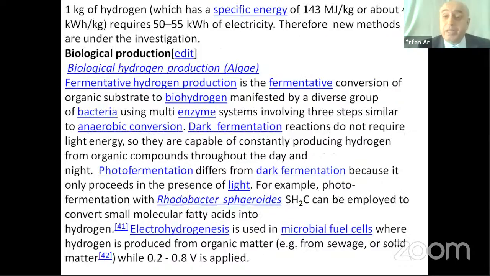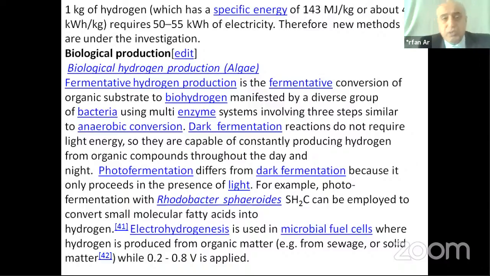it is necessary to immediately increase the efficiency of these environmentally friendly technologies, especially the production of hydrogen by using renewable energy sources. 1 kilogram of hydrogen, with a specific energy of 143 megajoules per kilogram, or about 40 kilowatt hours per kilogram, requires 50 to 55 kilowatt hours of electricity. Therefore, new methods are under investigation.